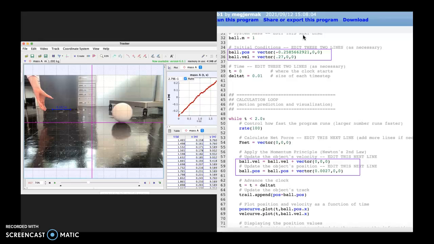In my Python, I really didn't change much. I changed only the starting position and the starting velocity of my ball. And I changed the amount by which the vector increased the ball position each time, due to, of course, the velocity. And I put Fnet to 0 because this is a constant speed, constant velocity problem. Fnet is going to be 0.